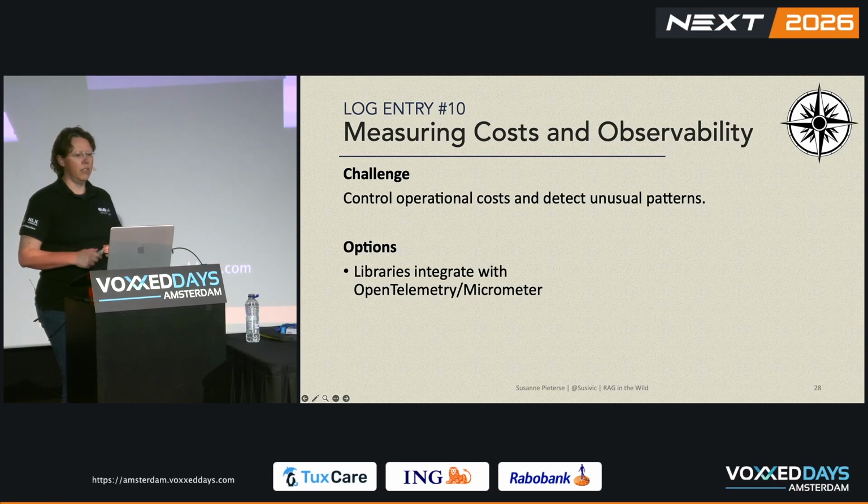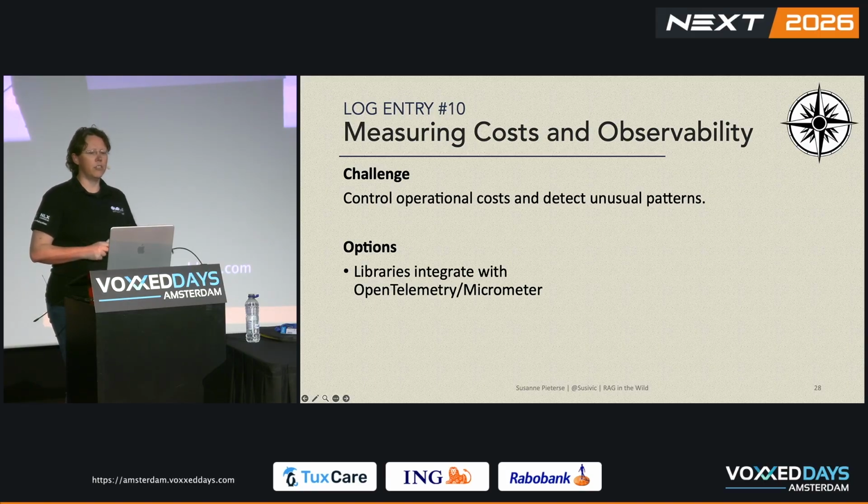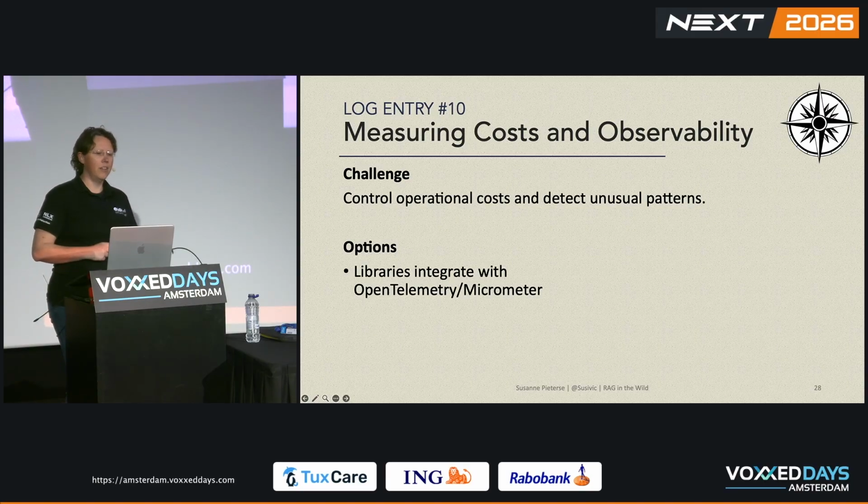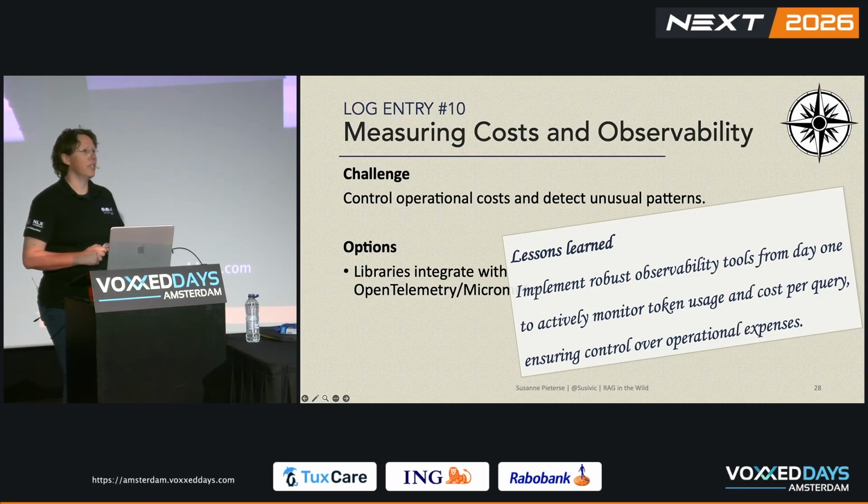Right. And then the 10th, it's very important to measure your cost and with observability, because if there is a spike, that's usually a detection of a pattern that something is going wrong, and usually your manager also would like to know if it's going to be expensive.